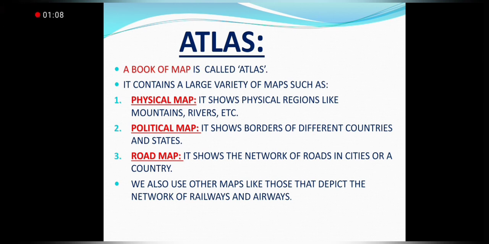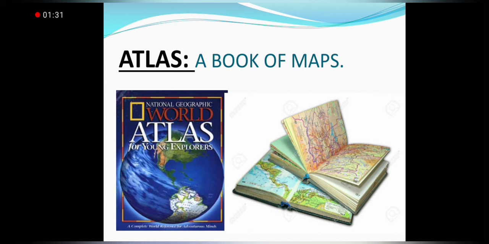And the third one is road map. It shows the network of roads in cities or a country. We also use other maps like those that depict the network of railways and airways. In this picture, we can see a book of maps.